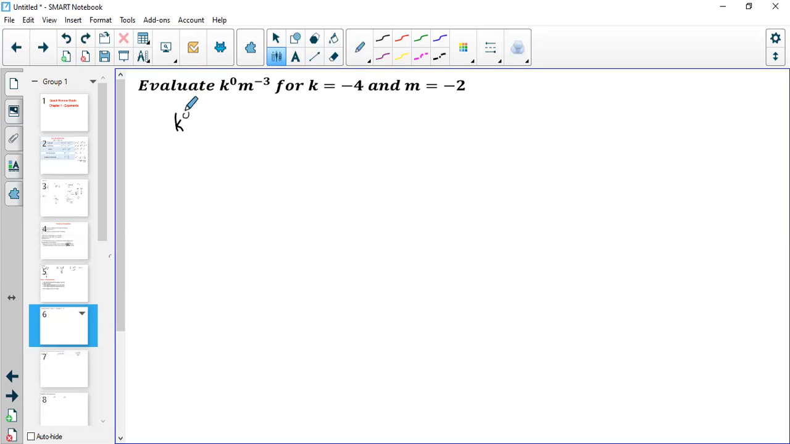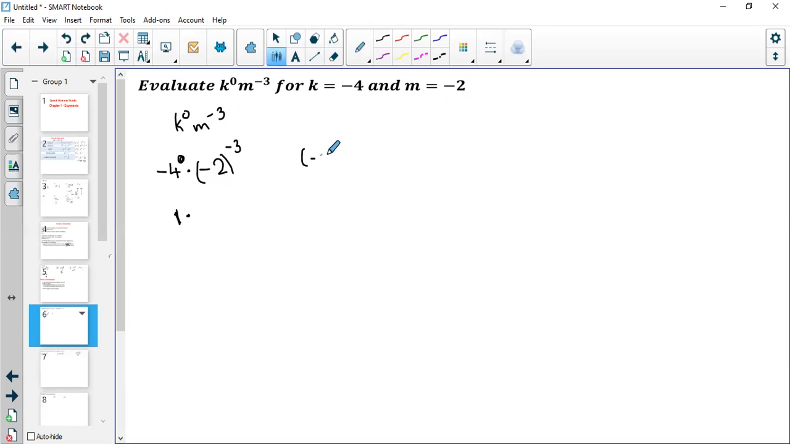The question says k to the power of 0 and m to the power of -3. For k is -4. So simply replace the value which they have given for the numbers. So -4 to the power of 0 and m is -2. So this means multiply, right? You know that if two letters are together means they multiply. -2 to the power of -3. Now any number to the power of 0 is going to be 1, right? And multiplied by -2 to the power of -3. So -2, we put them inside the parentheses because it's written as a separate value. So it's better we put them inside the parentheses.